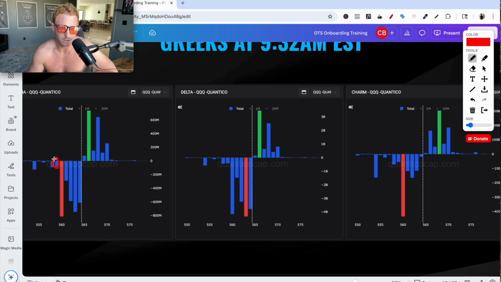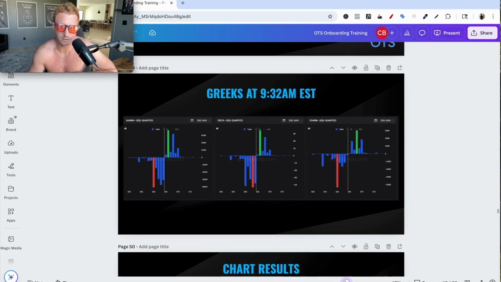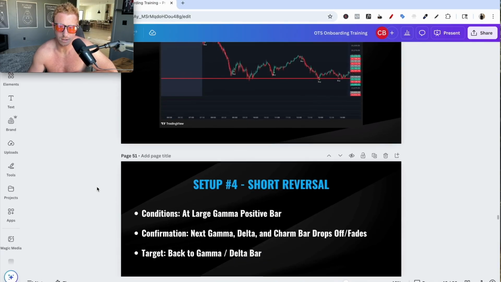As you can see, huge drop-off, and huge drop-off. These all check out. All three have these huge drop-offs, and we're at this red bar. Not on Delta. Delta is not as important, but on Gamma especially, and Charm especially as well. So anyways, let's look at the other setup that goes with that.